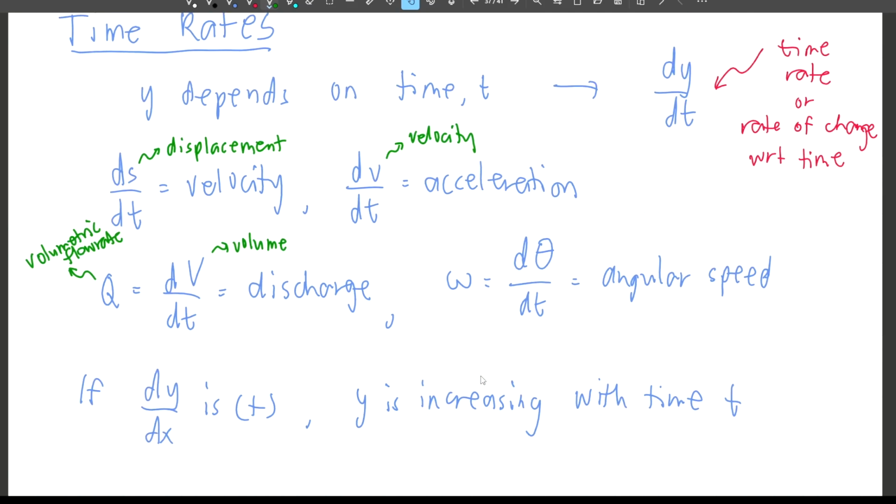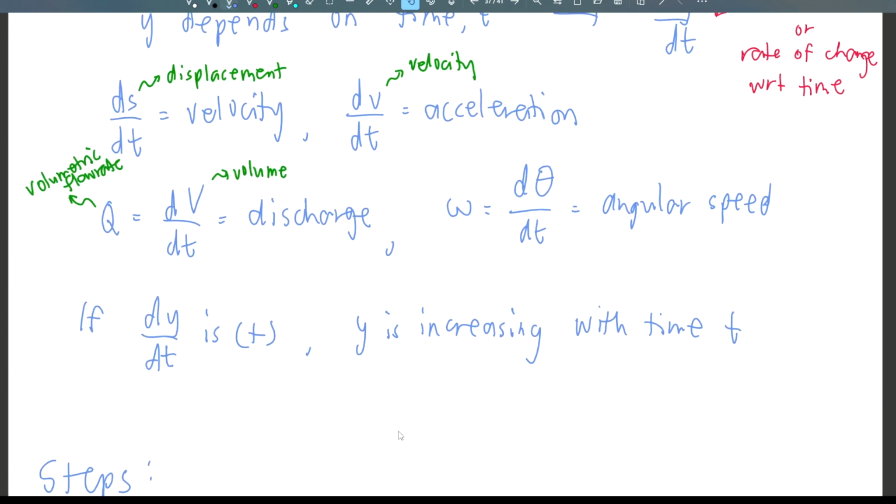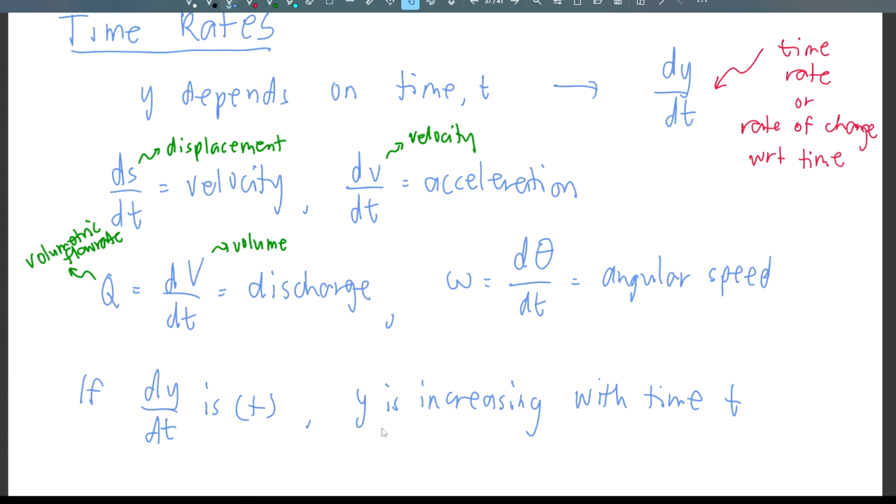So if dy over dx, actually it's dy over dt. Let's update that. If dy over dt is a positive value, then that quantity y is increasing with time. At the same time, if it's negative, it's decreasing. So let's say your acceleration dv over dt is a positive value, then we can say that it accelerates. If it's negative, it's deceleration.